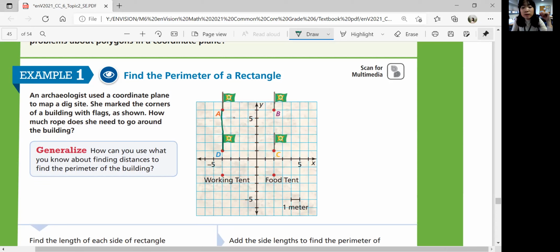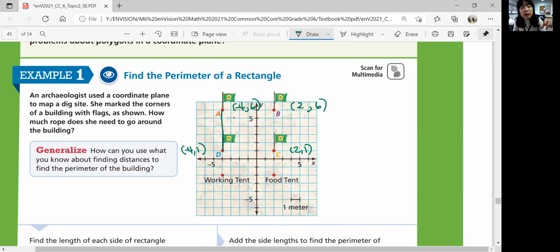So first step, you need to mark the points. What are the coordinates of these points? Point A will be (-4, 6). Point B will be (2, 6). Point C, (2, 1). Point D, (-4, 1). Okay, these are the coordinate points.